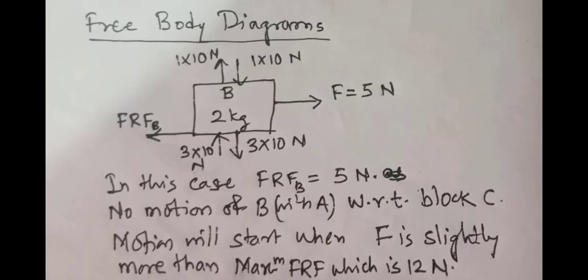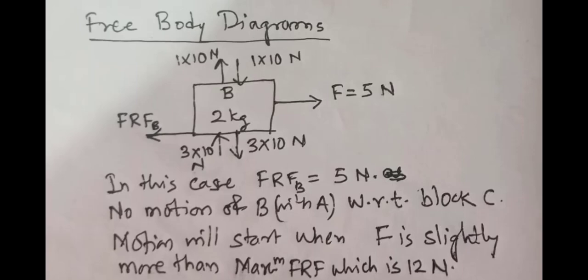So this is 30 Newton here, this is 10 Newton here, and they are getting balanced. That is why vertically the block will be stationary. When you look at the horizontal force, this is the applied 5 Newton force, and this is the resistance force, that is frictional resistance force at surface B or bottom surface of the B.